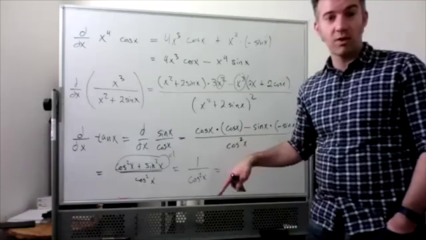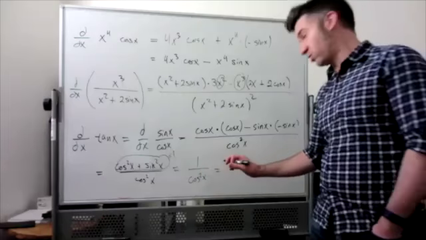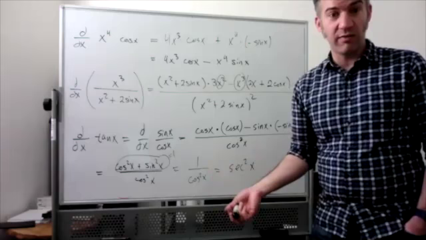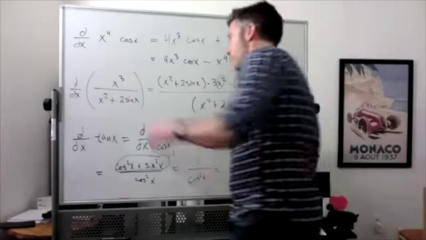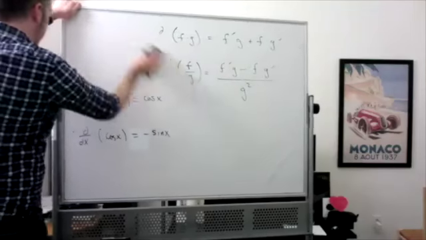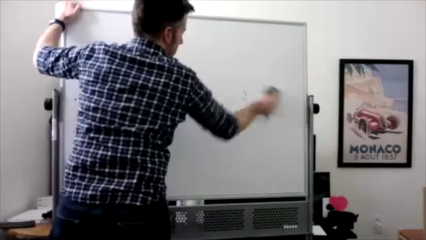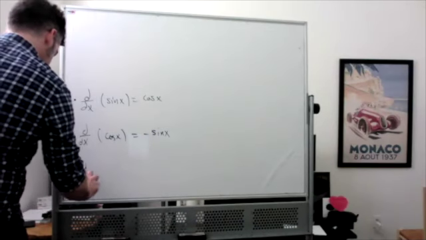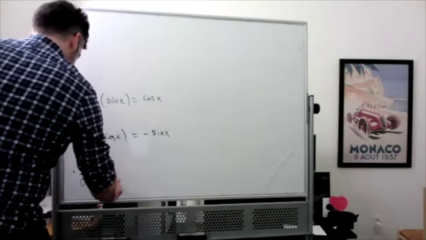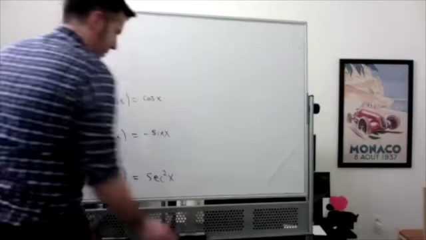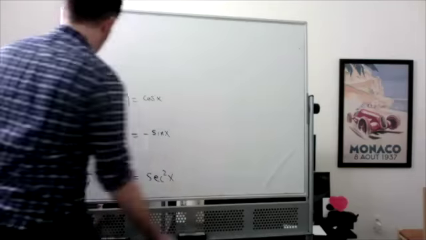So 1 over cosine is secant, so 1 over cosine squared is secant squared. So the derivative of tangent of x is secant squared x. We're going to do the rest of them. I'm going to leave this list up here for a second. So I'm going to write the derivative of tangent x is secant squared x. And then we're going to write the other 3 here.